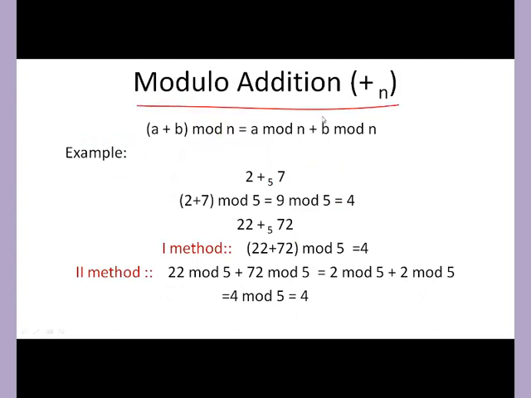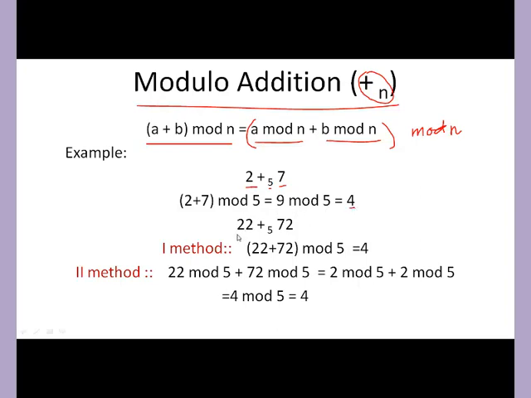Modulo addition: a plus b mod n is the same as a mod n plus b mod n. So we can add the numbers first and then take mod, or we can take mod first and then add these numbers. What if this number comes out greater than n? Then we can take mod again. An example is 2 and 5 modulo 5. This symbol is modulo n addition. So 2 plus 5 is 7, and 7 modulo 5 is 2. Another: 7 plus 2 is 9, and 9 modulo 5 produces 4.